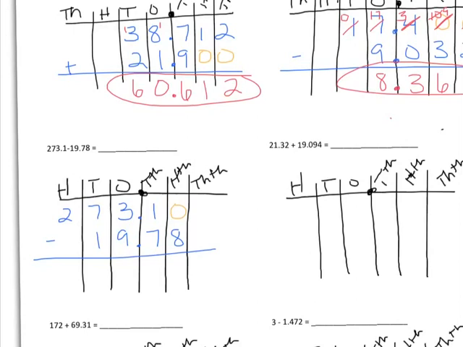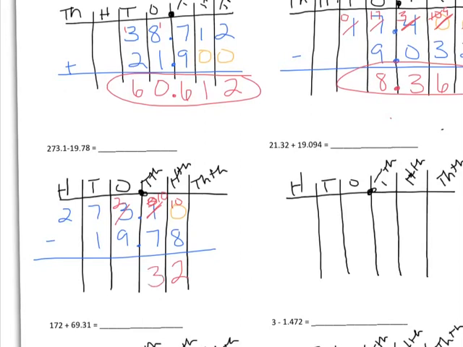So 0 minus 8 I obviously can't do, so I go to my tenths. Take 10 tenths and move them over into the hundredths. Leave myself with 0 tenths. 10 minus 8 is 2. Now I can't take away 7 from 0. So I go over to my ones. I grab 1 one, leaving me with 2 ones, and adding, so I now have 10 tenths. 10 minus 7 is 3.